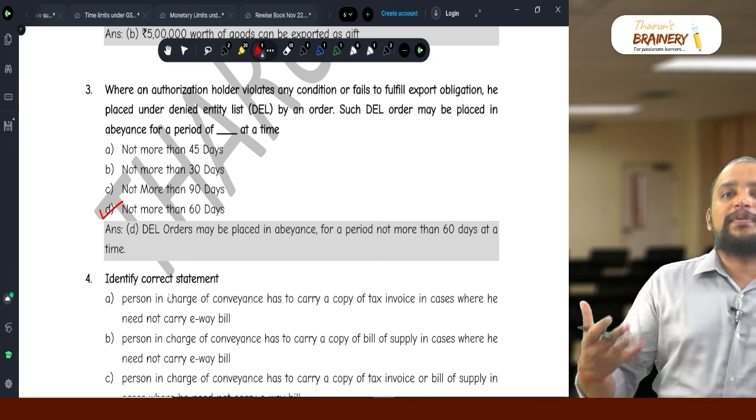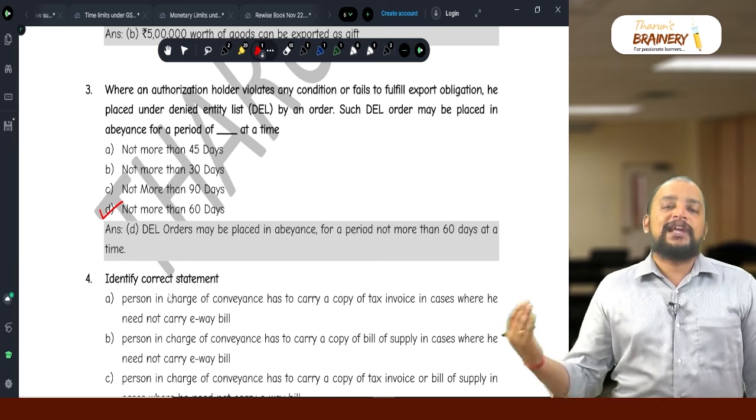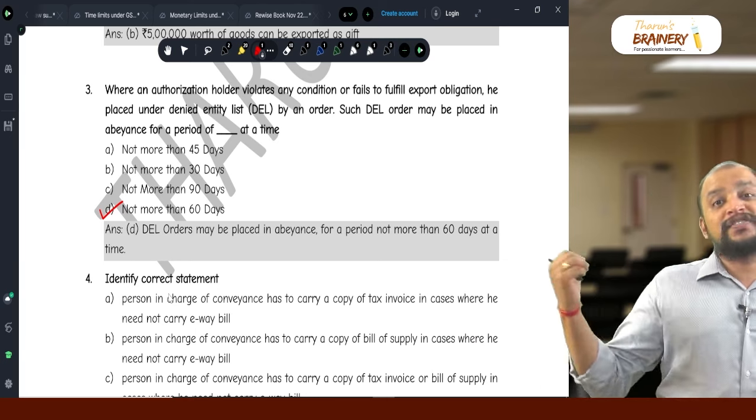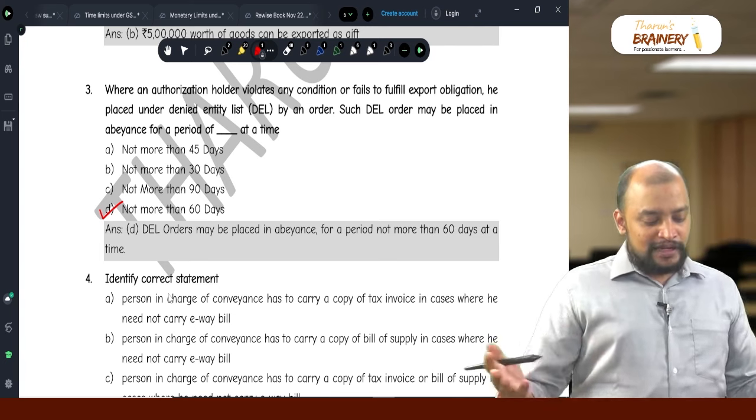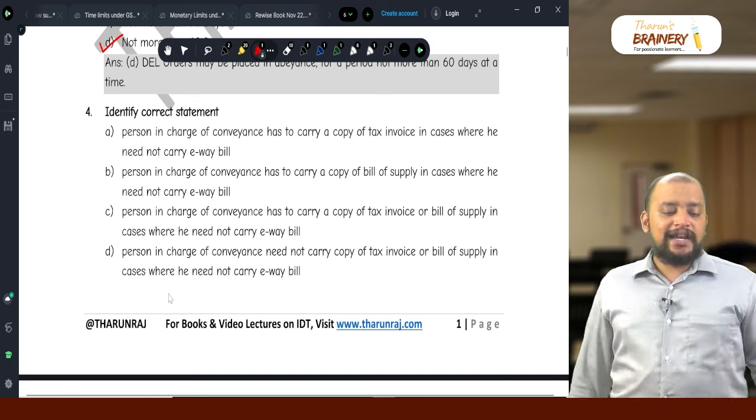So whenever a person fails to fulfill the export obligation, as a penalty that person will be kept in the denied entity list for a period of 60 days, and therefore that is this. Then next, identify the correct statement.